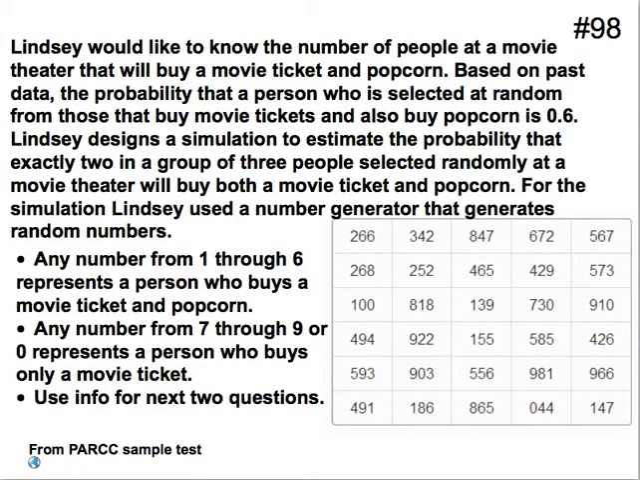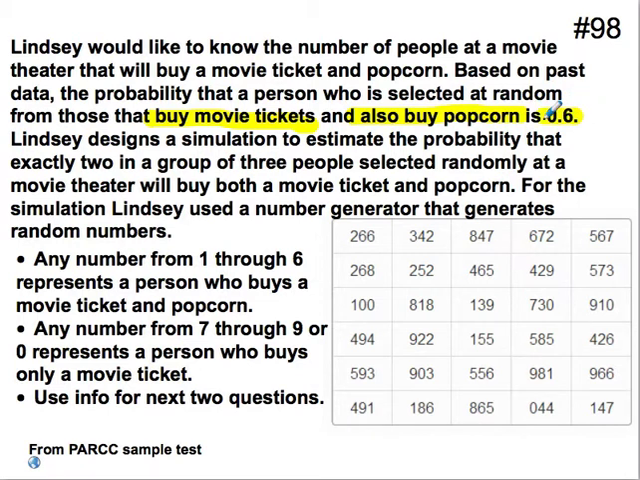Slide 98 has a lot of writing, so I'm going to highlight some information for you, and we're going to go through this really slowly. Lindsay is surveying people at a movie theater, and she's seeing who's going to buy movie tickets and popcorn. Her data is listed below, and she says that from the past data, the probability that a person selected at random who buys a movie ticket will also buy popcorn is 0.6.